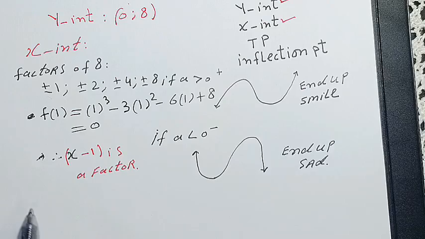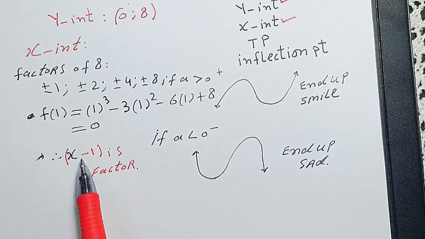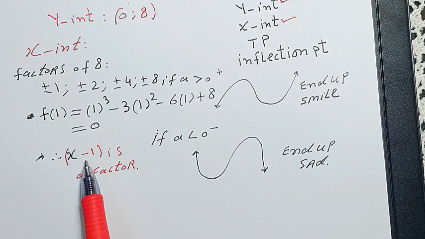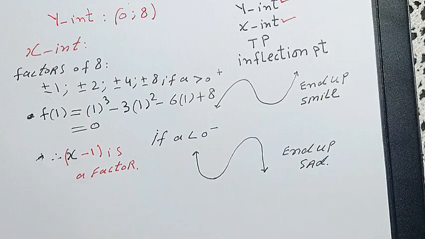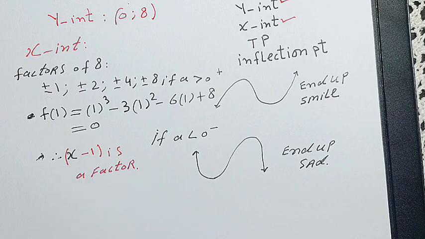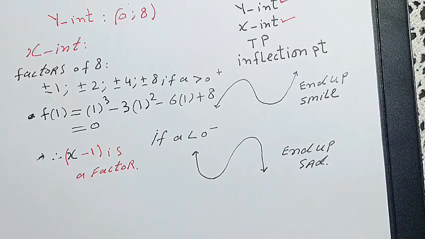Now, therefore, x negative 1 is a factor, because if it's a positive 1, in the bracket I must write negative. If it's negative 1, then in the bracket I must write positive 1. X is a liar, so we must do the opposite. So x negative 1 is a factor. So that's the first linear factor we have. Now we need to find another two.